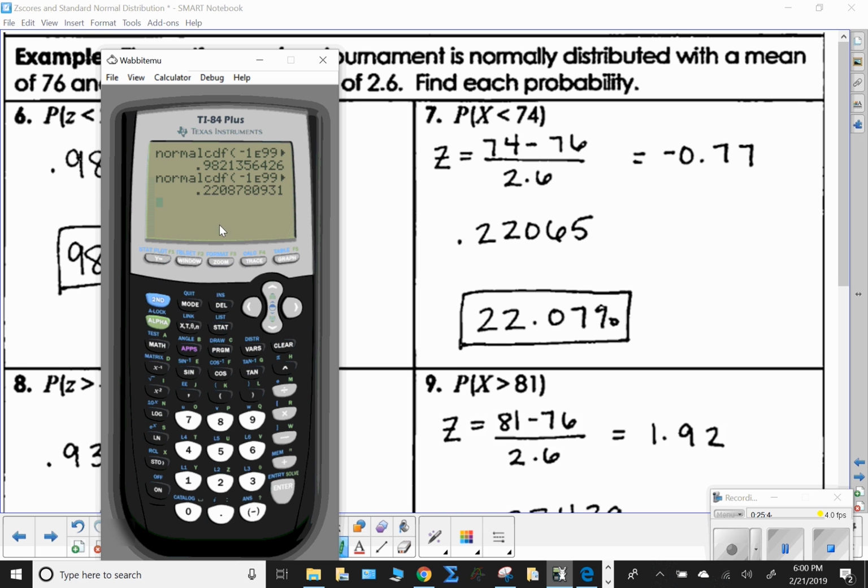And again, this might be a little bit different because I used 1E99. Depending on what you use as your lower bound, you come out with something a little different. Not to mention rounding. If you round here, you're going to get something a little bit different.